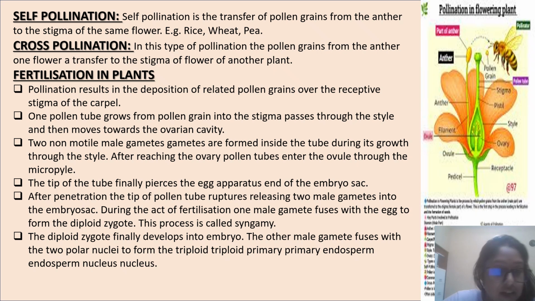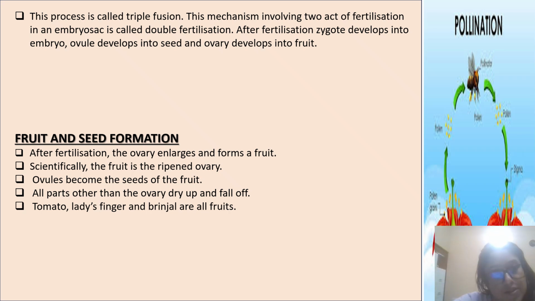Next, the diploid zygote finally develops into the embryo and the other male gamete fuses with the two polar nuclei to form the triploid primary endosperm nucleus. This process, that is formation of endosperm, is called triple fusion. This mechanism involving two acts of fertilization in an embryo sac is called double fertilization. After fertilization, zygote develops into embryo. Ovule develops into the seed and ovary develops into fruit.